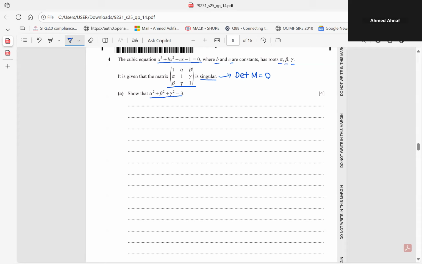In order to do this, let's first equate alpha squared plus beta squared plus gamma squared as the sigma alpha squared. For this, there's actually a general formula for sigma alpha squared. It's bracket sigma alpha, the sum of roots, so alpha plus beta plus gamma, squared, minus 2 times sigma alpha beta. This is the sum of the root pairs, so alpha beta plus alpha gamma plus beta gamma.